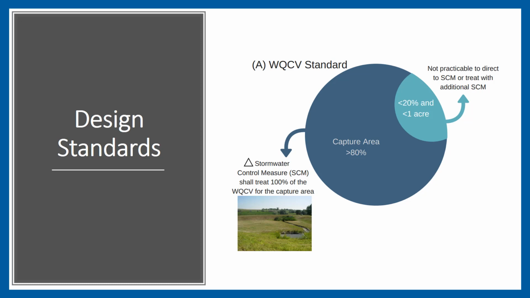It's configured in such a way that you can't add an SCM and treat that driveway or whatever area you're not able to get to the SCM. So it says that up to 20% of your site can run off the site without treatment, but no more than 1 acre. So it needs to be less than 20% of the applicable development area and also less than 1 acre, which is really pretty big. Okay, so that's the first theme.